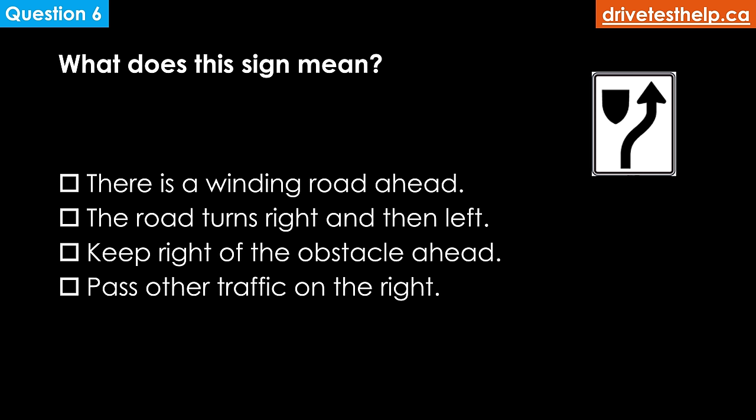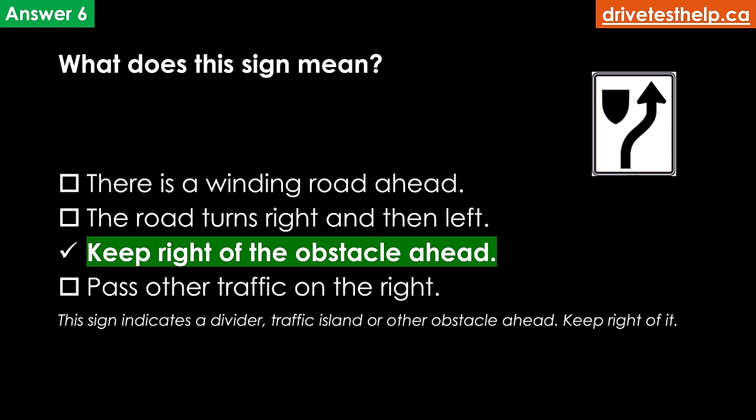What does this sign mean? There is a winding road ahead. The road turns right and then left. Keep right of the obstacle ahead, pass other traffic on the right. The correct answer, keep right of the obstacle ahead. This sign indicates a divider, traffic island, or other obstacle ahead. Keep right of it.